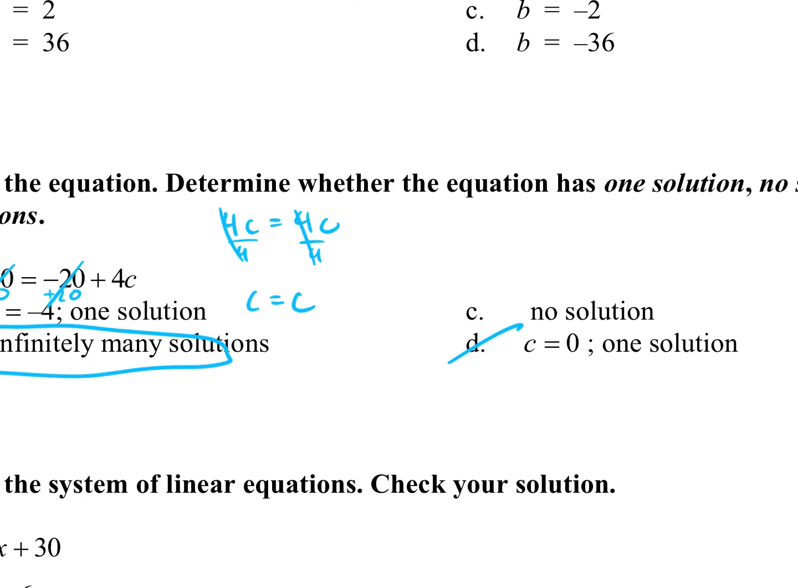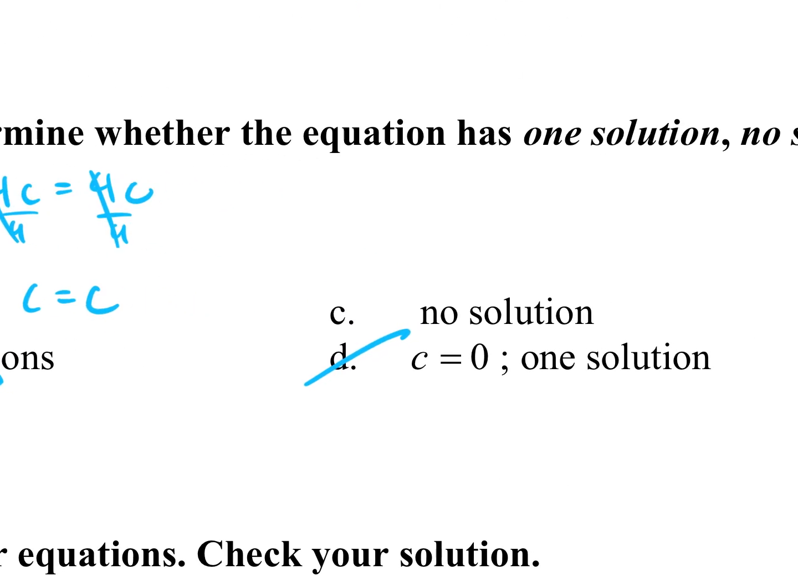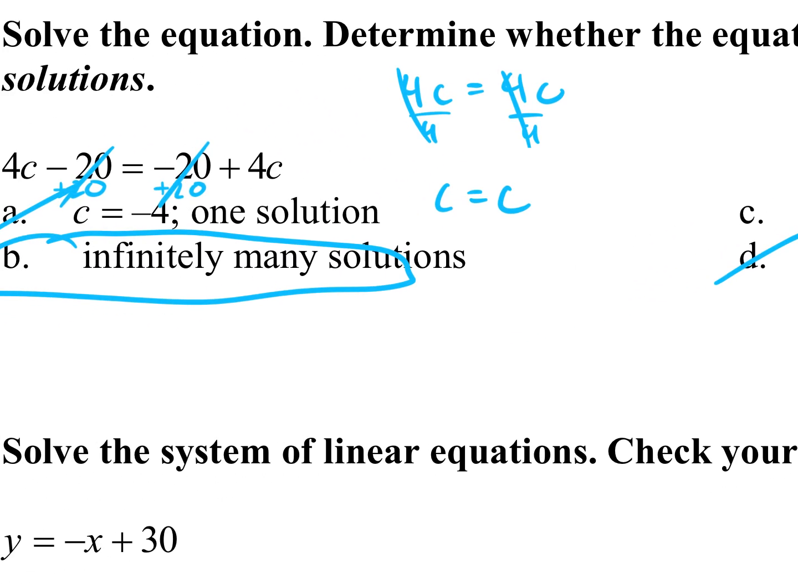So it would be no solution if we had something like 0 is equal to 6. Something that's not equal, something that's not true, then it would be no solution. But if you get like x is equal to x or 0 is equal to 0, this would be infinitely many solutions.